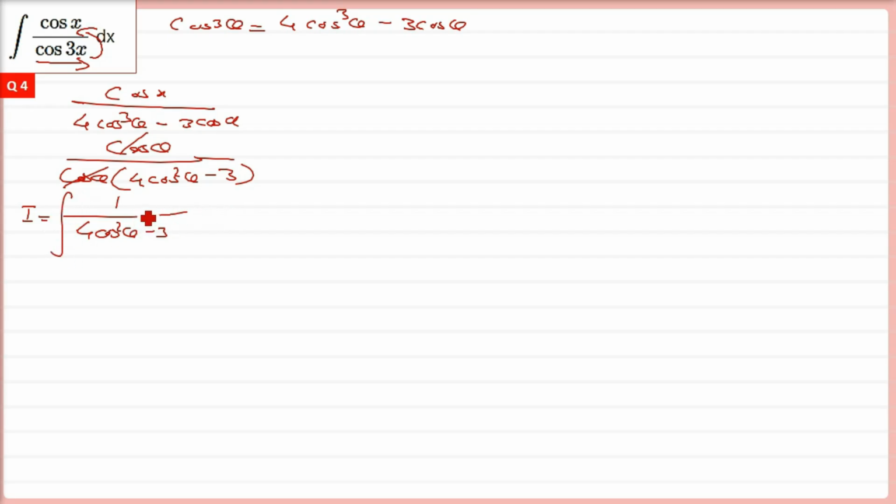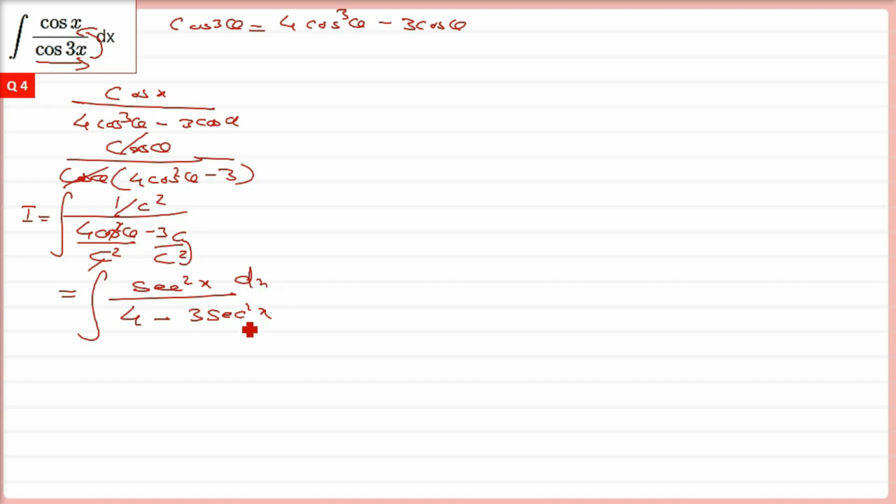1 by 4 cos square x minus 3. So just divide, ninja technique we have, divide numerator and denominator by cos square x. The numerator will become sec square x. In the denominator, this cos square gets cancelled: 4 minus 3 cos square x. This goes again up, 3 sec square x. Now this integration is like this, but we have numerator and denominator the same, sec square x, so we can't do anything.